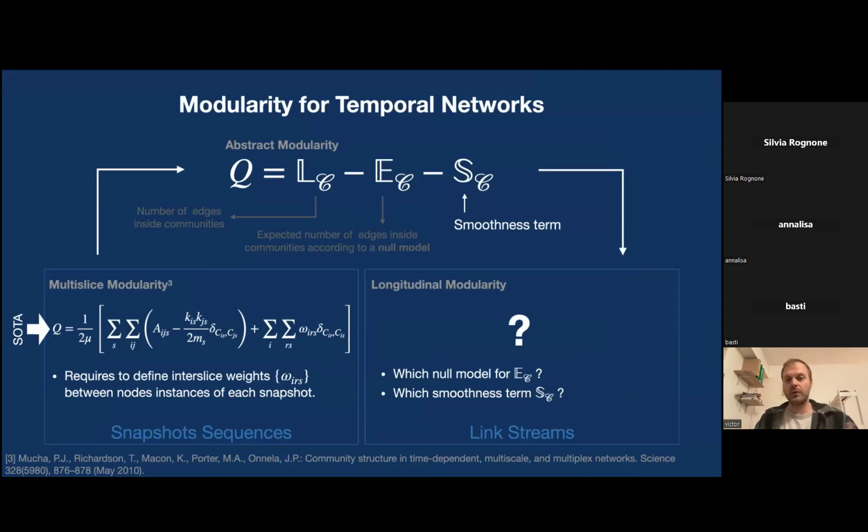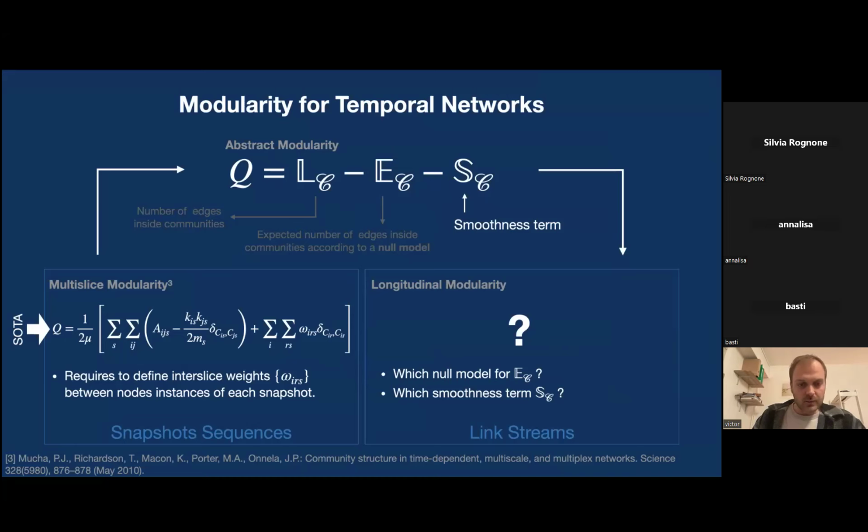If you consider a link stream like I showed before, it is very probable that at any time you will only have one edge, one interaction in the network. So you cannot model your data like that, and you cannot use the multi-slice modularity on it. Yet, it is still an interesting function.